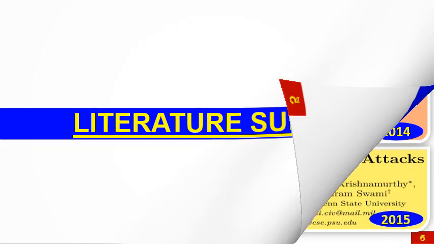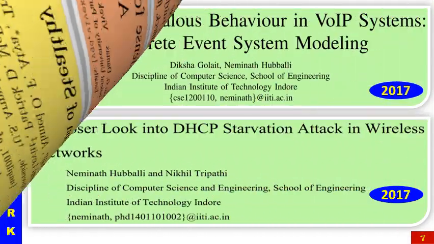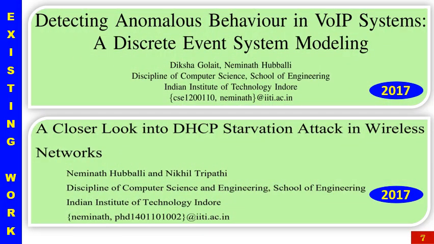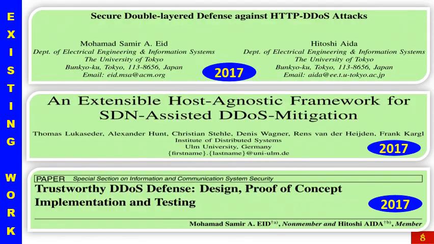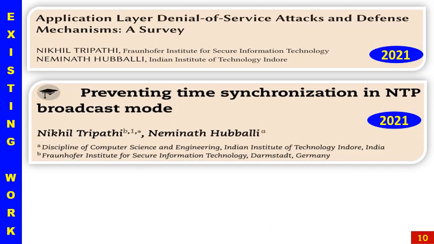Literature survey. Here are some papers from 2014 and 2015 pertaining to our work. Some more existing work from 2017. Some more work from 2017 pertaining to denial of service and especially to HTTP distributed denial of service. Here are some papers from 2018 that we referred to prior to commencement of our work on slow low-rate attack detection. And finally, some recent work on denial of service from the current year.